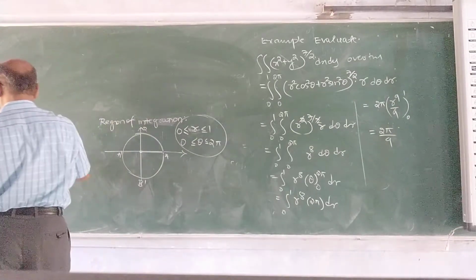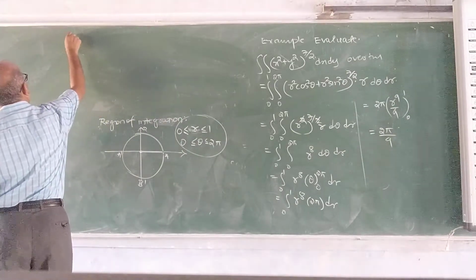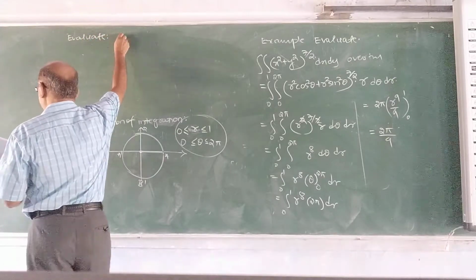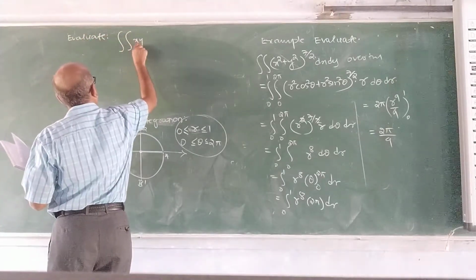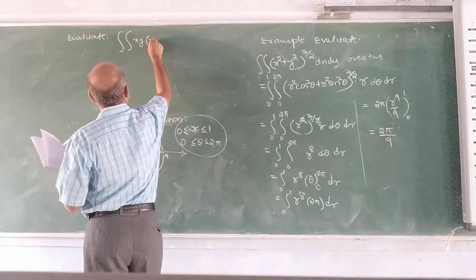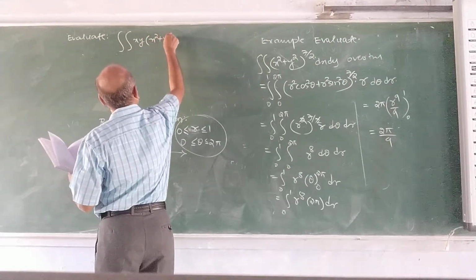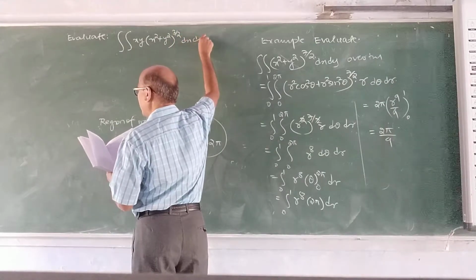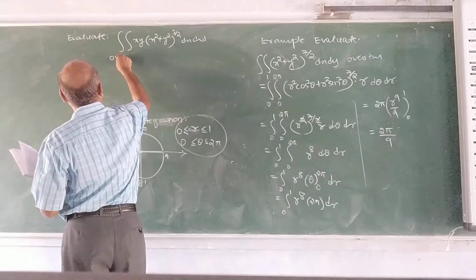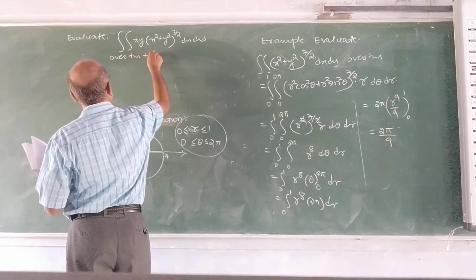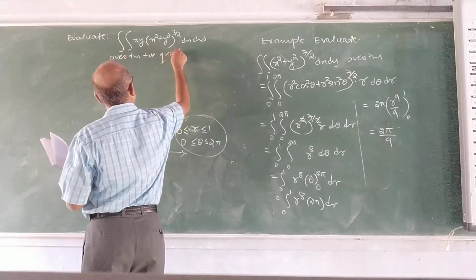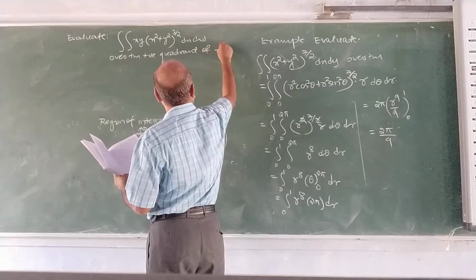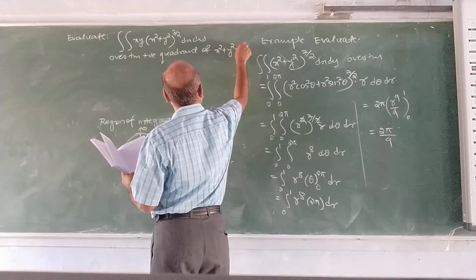Evaluate the double integral xy into x square plus y square raised to 3 by 2 dx dy over the positive quadrant of x square plus y square equal to 1.